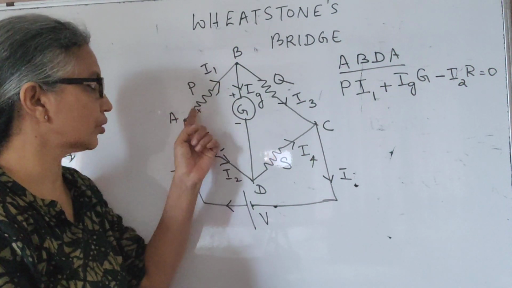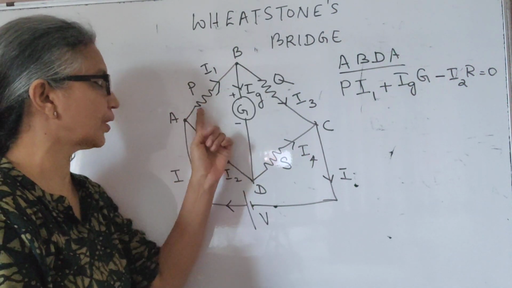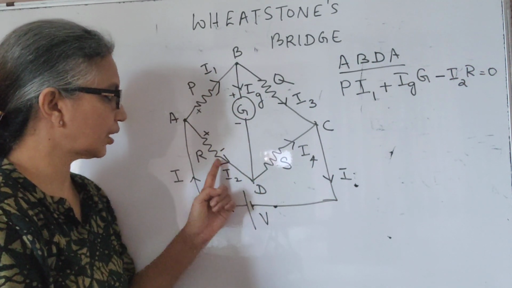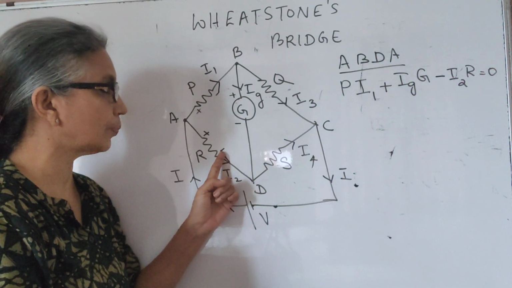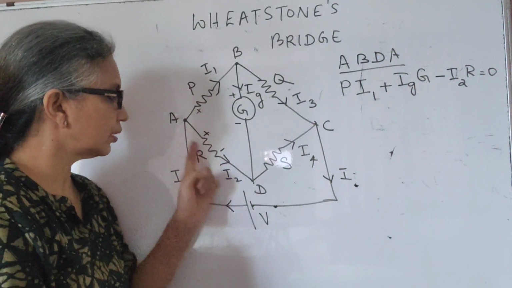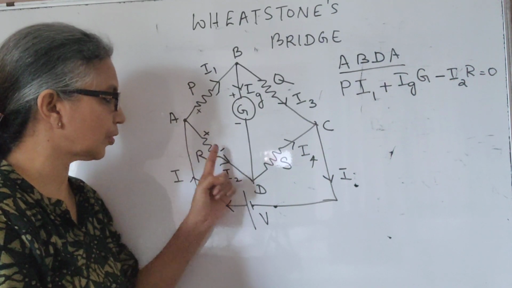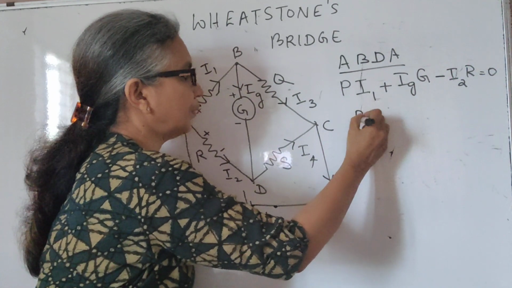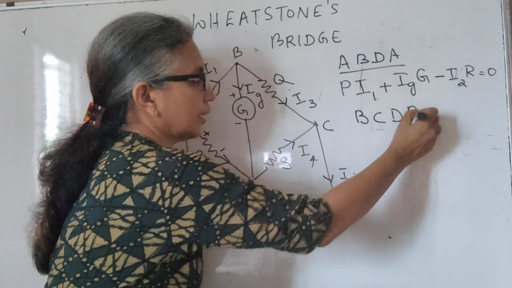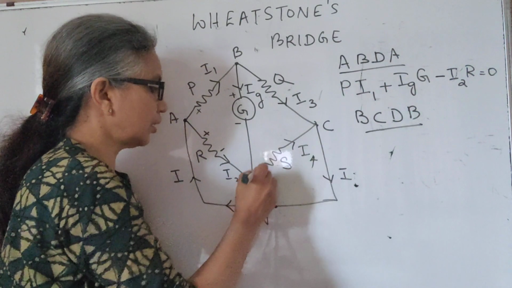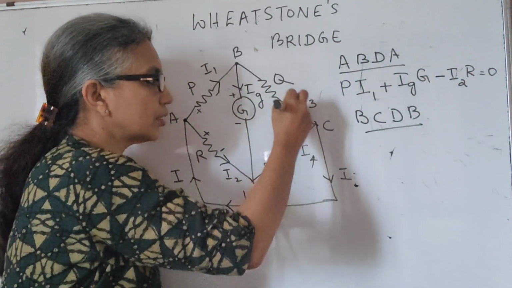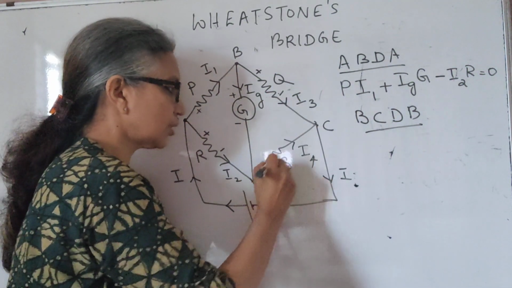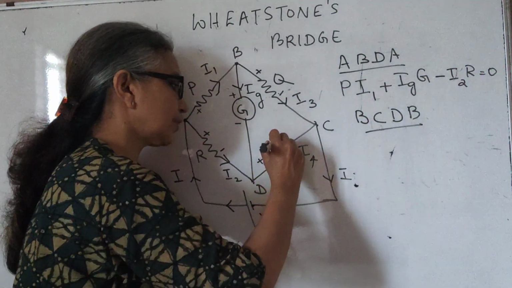So here, I hope you understood. Your current is in this direction, so plus and minus, I1 into P plus Ig into G. But when I come here, I'm entering to the negative, so I put minus I2 into R, because your current is in this direction, this is positive and this is negative. The same thing I'm going to do for loop B, C, D, B. That is this loop here. Your current in this direction would make this positive and this negative. Your current here is in this direction, so this is positive and this is negative.